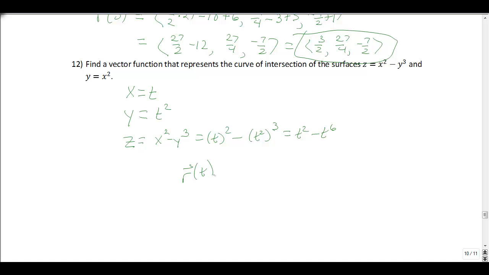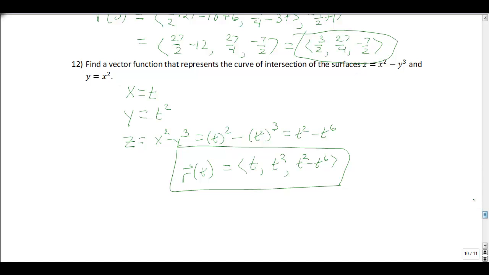So my parameterization here is just t squared minus, whoops, sorry, that's the z component. Parameterization is the x component is t, the y component is t squared, the z component is t squared minus t to the 6th. So that's just a short, sweet parameterization of the curve of intersection of those two surfaces.